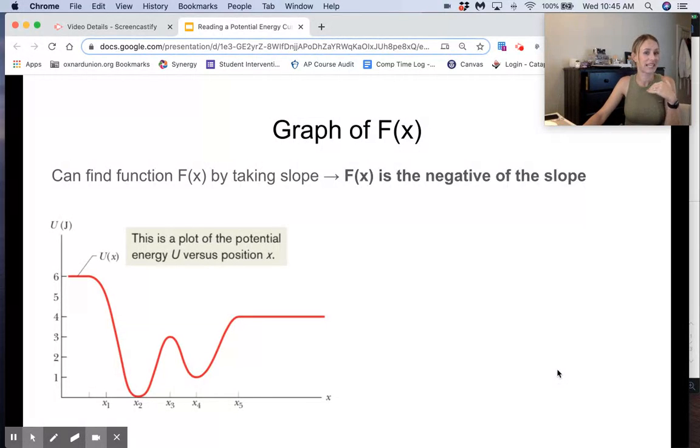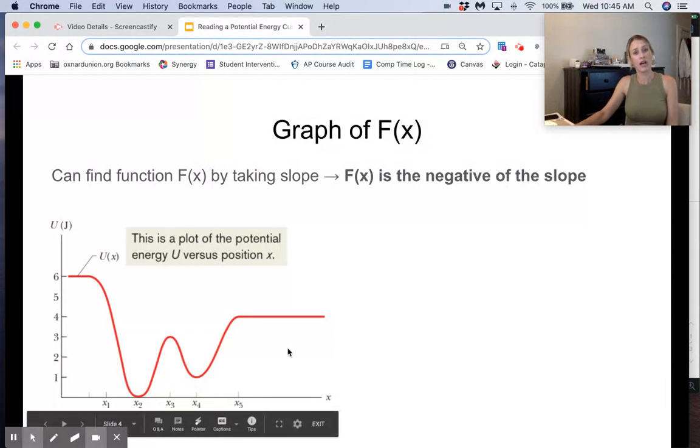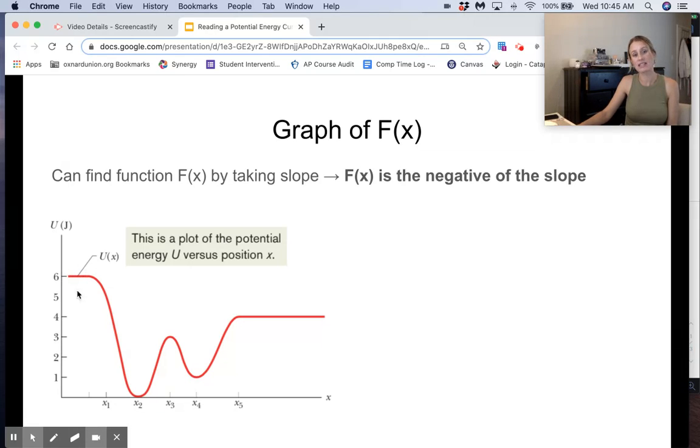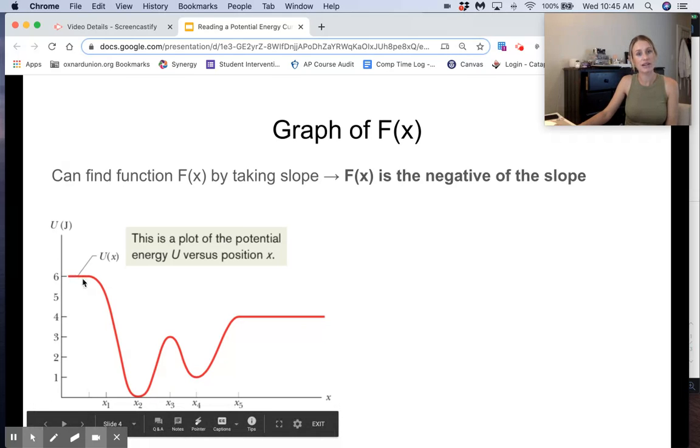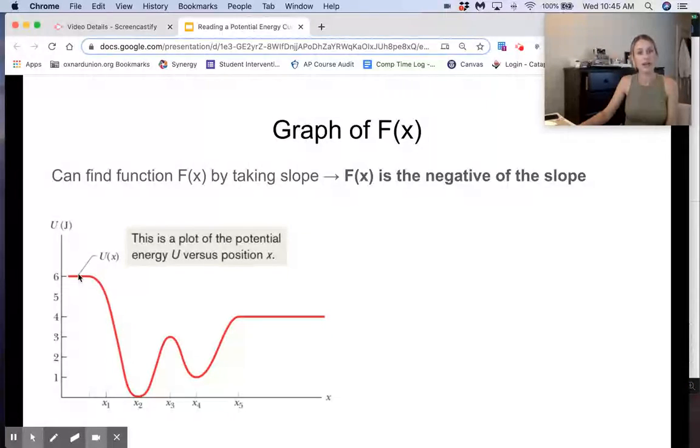So if I have something like this, our potential energy graph with respect to position, here we want to look at what's happening to the slope. At this part of the graph right here, until about x equals x1, we have no slope. So we start at a force of 0. Then we start with a negative slope, which means that we have a positive force. Negative slope means positive force because the slope is the negative force.